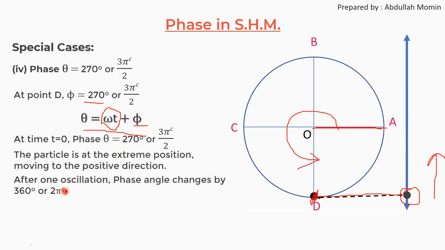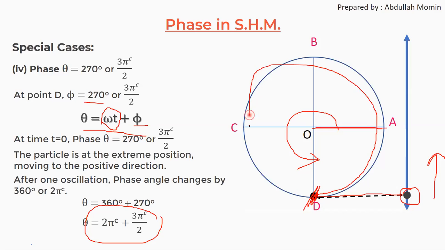So after one oscillation, the phase angle changes by 360 degree or 2 pi radian. That means theta is 360 degree plus 270 degree. That means in radian, theta is 2 pi radian plus 3 pi by 2 radian. This is the phase when the particle started from point D and completed one oscillation.